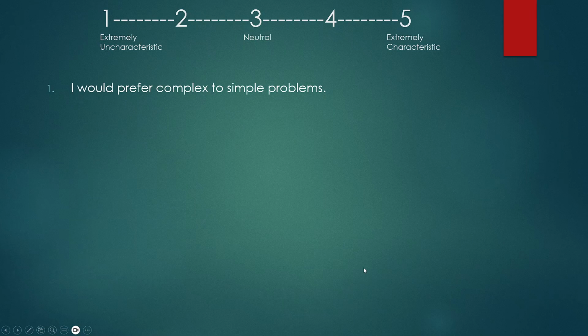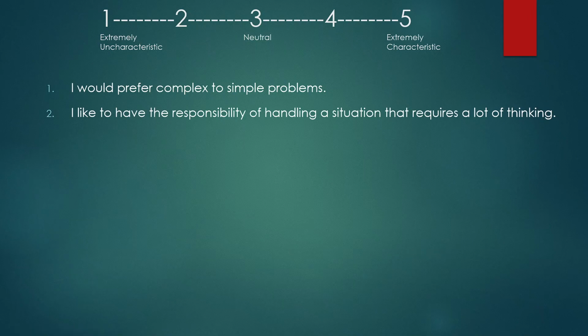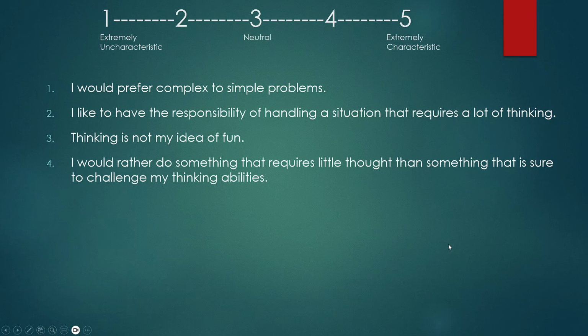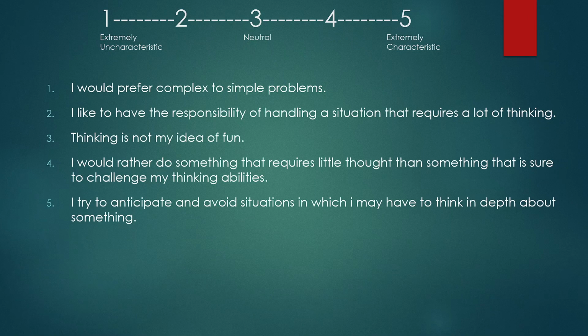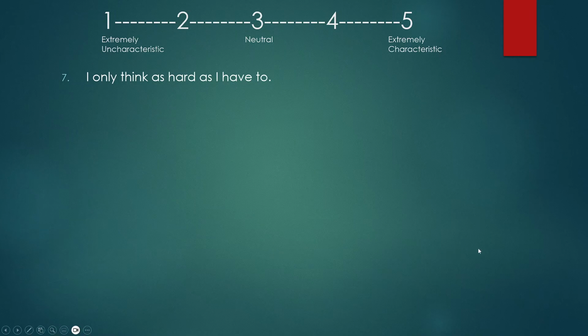Here we go. So number 1, I would prefer complex to simple problems. I like my problems complex versus simple problems. 2, I like to have the responsibility of handling a situation that requires a lot of thinking. 3, thinking is not my idea of fun. 4, I would rather do something that requires little thought than something that is sure to challenge my thinking abilities. 5, I try to anticipate and avoid situations in which I may have to think in depth about something. 6, I find satisfaction in deliberating hard and for long hours. 7, I only think as hard as I have to.